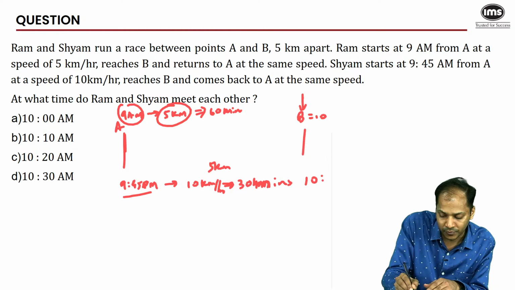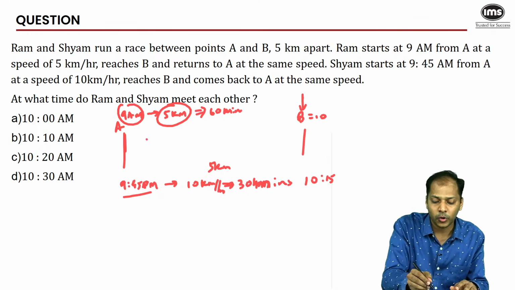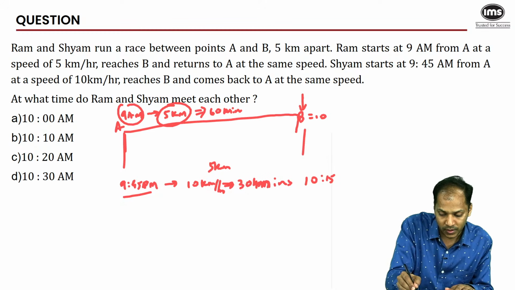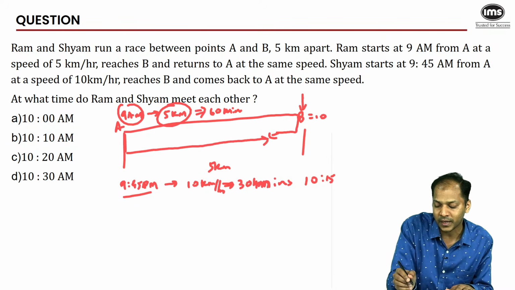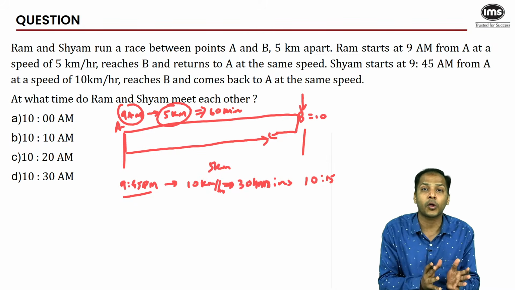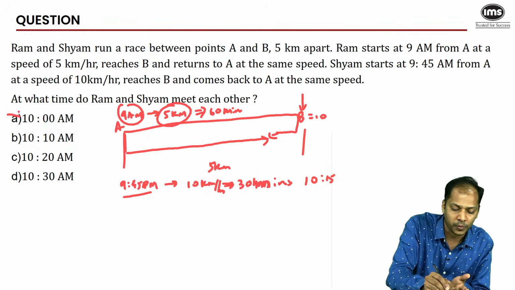Clearly, they have to meet after 10 o'clock, because once this person reaches over here, this person will turn back and this faster person would cross from here. So they will have to definitely meet after 10 o'clock, but before 10:15. You look at the options, 10 o'clock cannot be the answer.